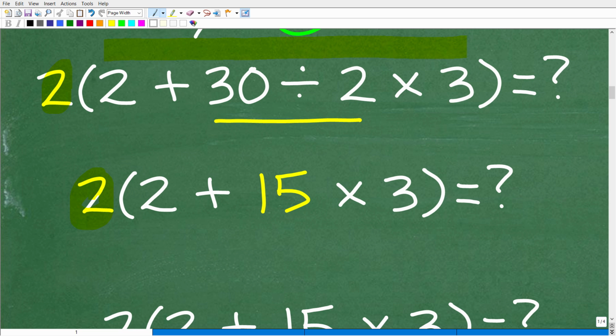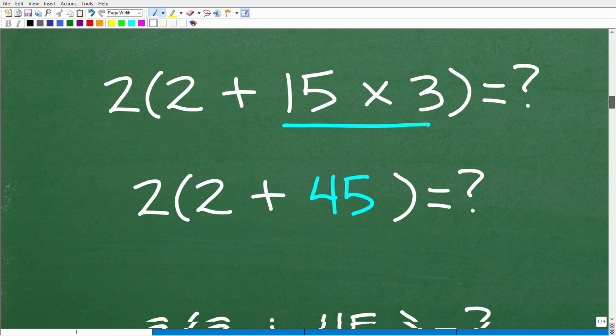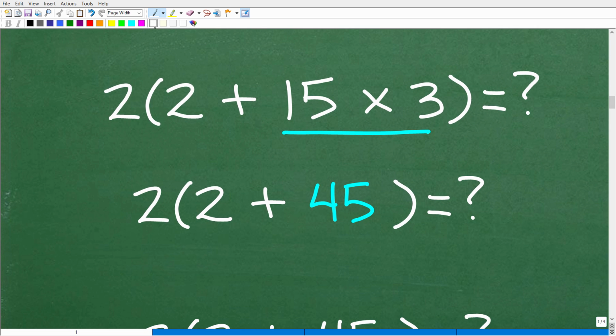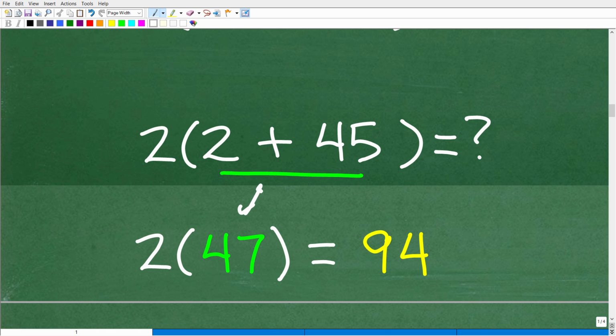So we have addition and multiplication. Obviously, multiplication will trump addition. So we're going to do 15 times 3. And of course, 15 times 3 is 45. But we're not done yet inside of the parentheses, so we have to continue on. Even though we have addition here, this is multiplication, we still have to finish up what's inside of the parentheses. So 2 plus 45 is 47. So then finally, once we are done, there's nothing more to do inside of the parentheses.